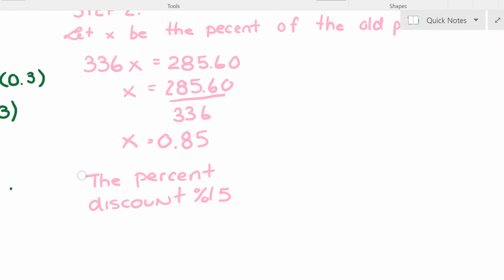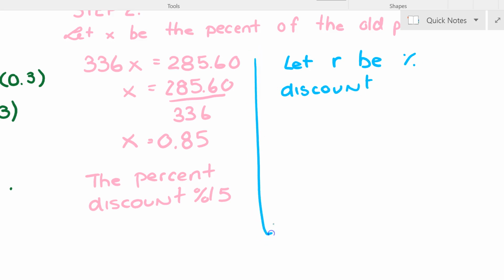Now again, let's look at this in a slightly different way. We could say let R be the percent discount. This is a different approach. I could say 336 times (1 minus R) equals 285.60. It's not a big issue, but the math is a little bit more complicated.